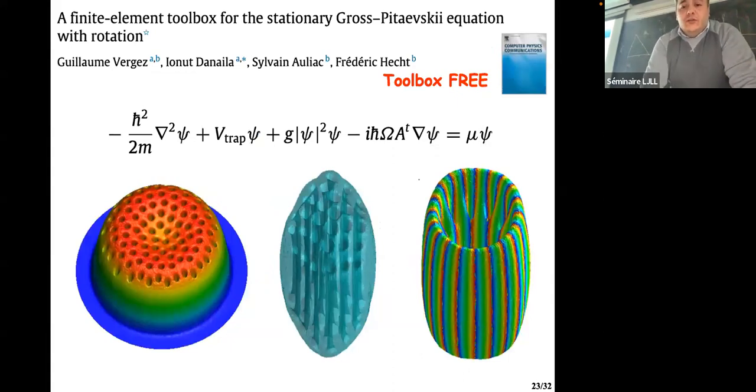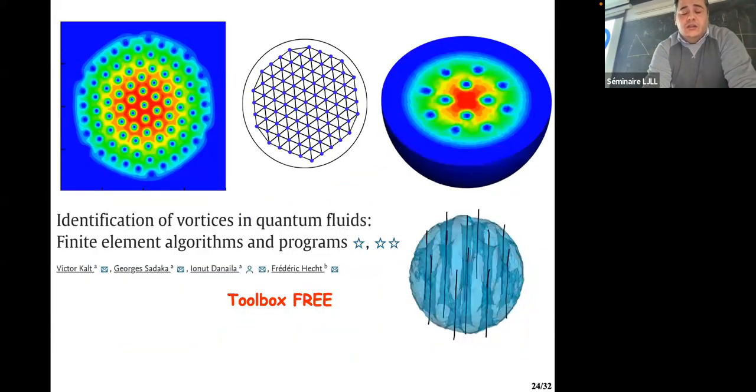Another application: if you add the rotation to the GP equation, we have this kind of good solution for the rotation of the vortex. And we are interested in detecting or identifying the vortex in quantum fluid for all the other simulations that I've done, or that were done with FreeFem. So here we wanted to detect all the vortices in 2D and all the vortex lines in 3D. There is also a toolbox with FreeFem that can do this, and it's already published.